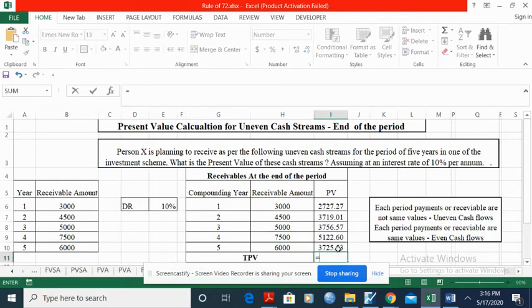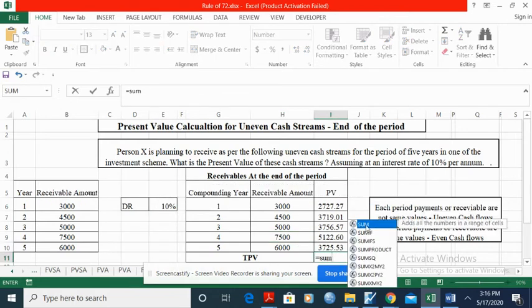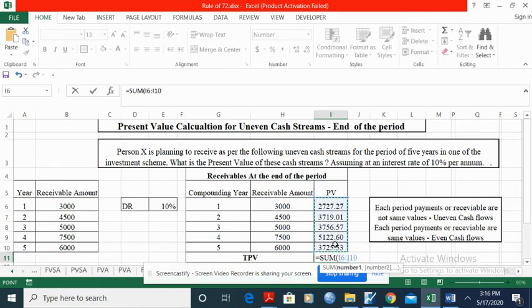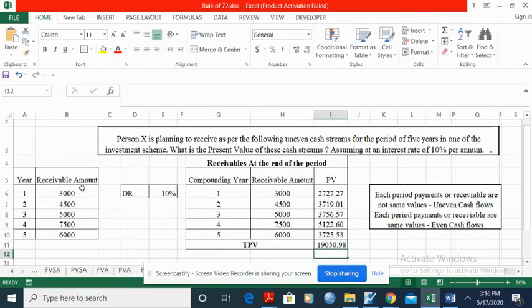So calculate the total present value, the sum of all of these. Just enter. So the present value of all these future cash flows is 19050 rupees. You are receiving this entire value at different periods of time over the next 5 years, but the actual value as on today is 19050 rupees.